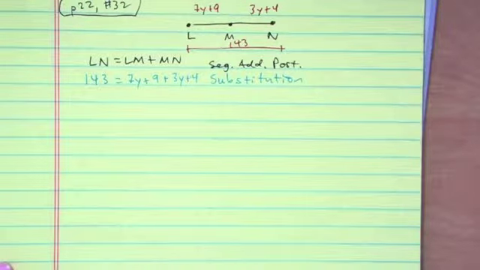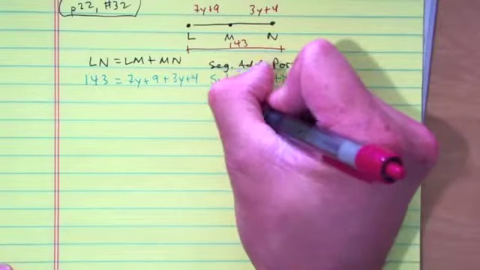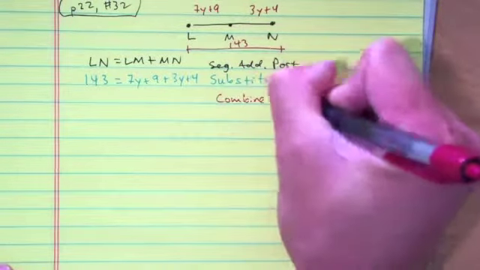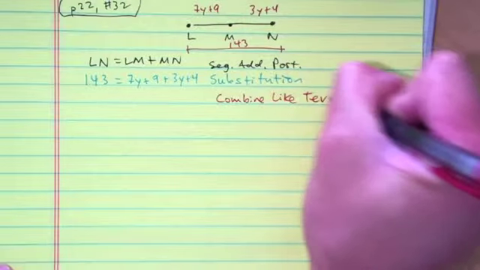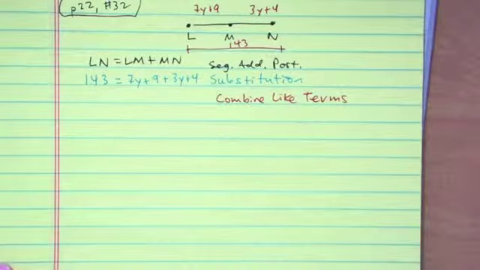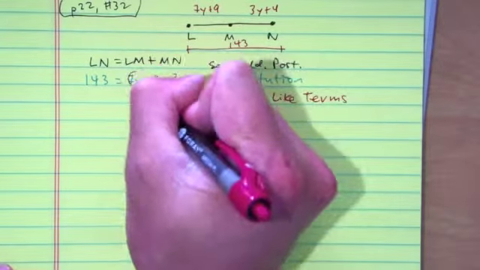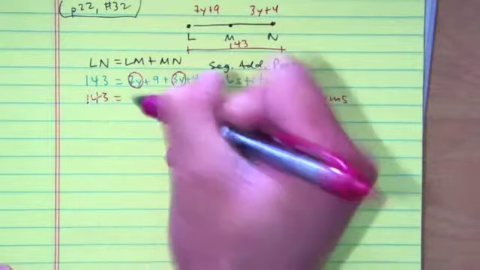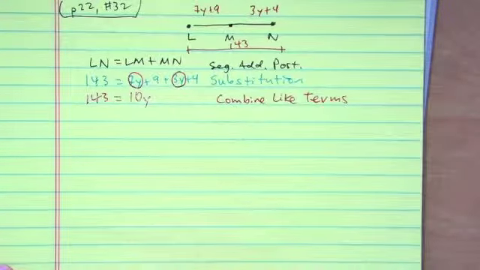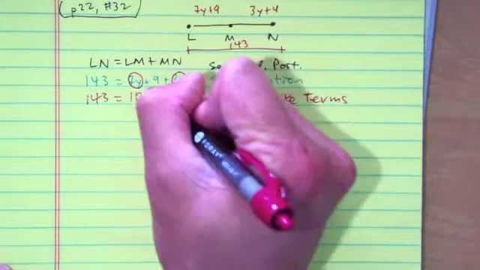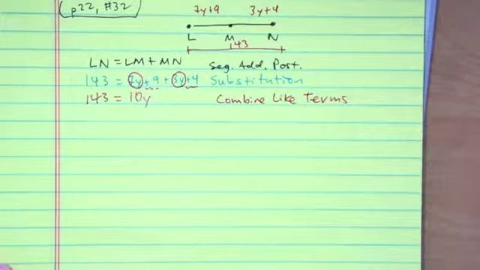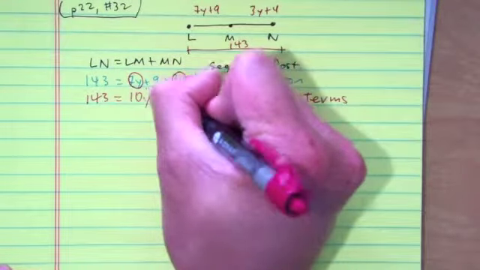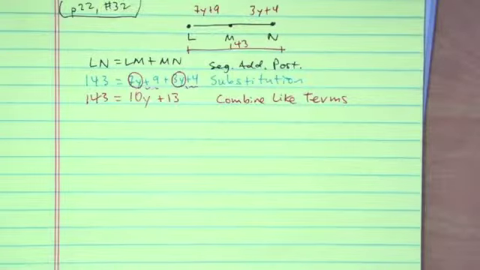What's next? Yeah, we're going to combine like terms. Which ones are like terms? 7y and 3y. So that becomes 10y. And the other ones? 9 plus 4? 13. Alright, so we combine like terms. Now I need to solve for the variable y. How do I do that?